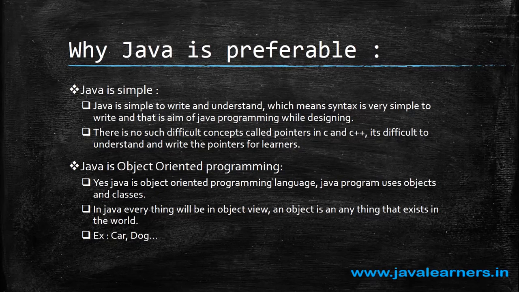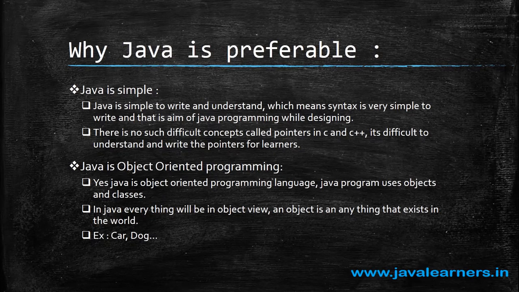There are C, C++, Python. There are a lot of languages in the market, but why are people learning and preferring to use the Java language for software development? There are a number of things, and there is a list. You can consider those things for preferring the Java language. I'm going to explain them one by one.